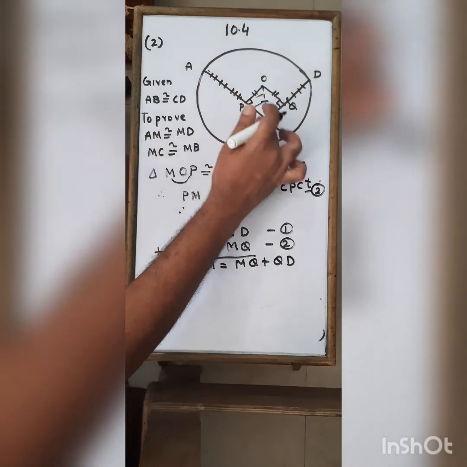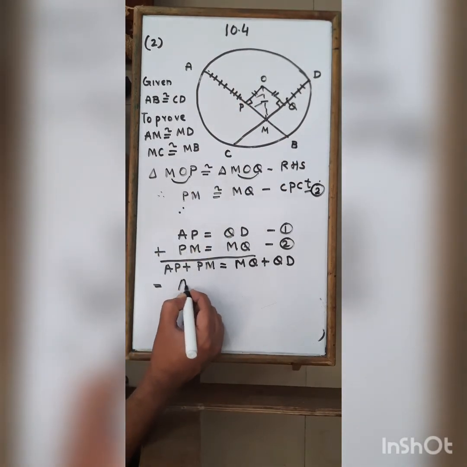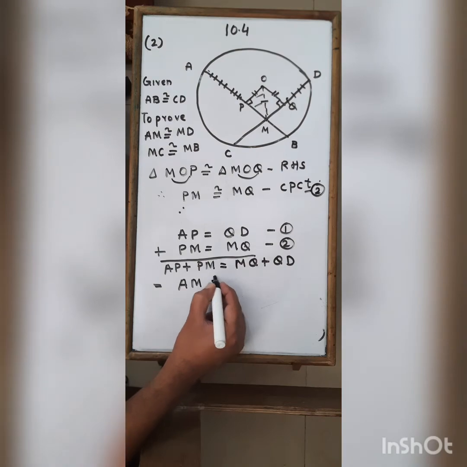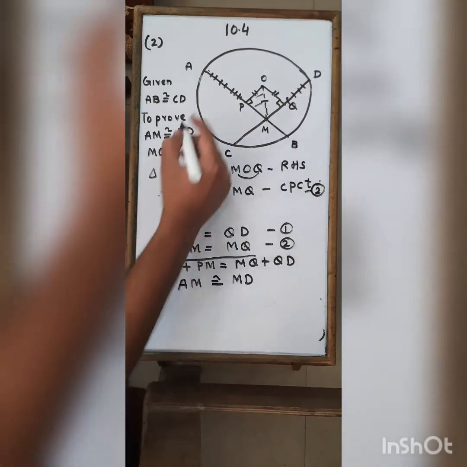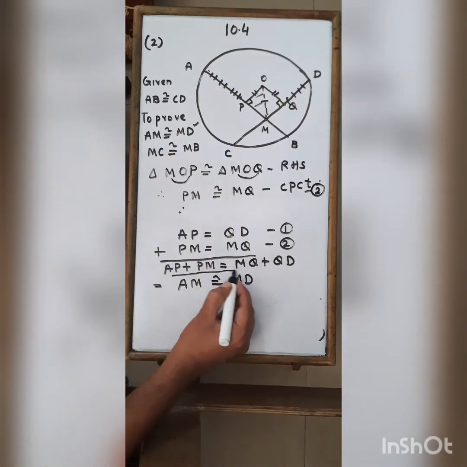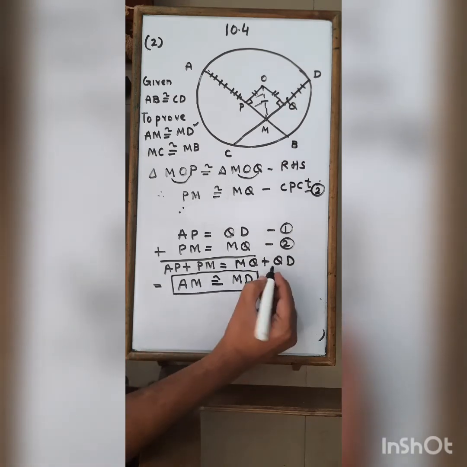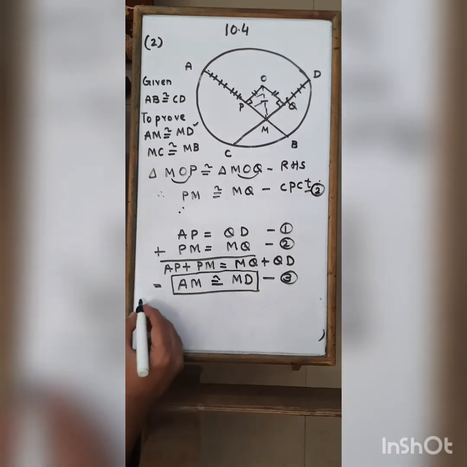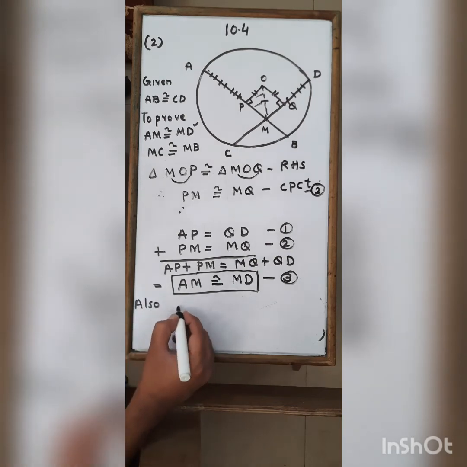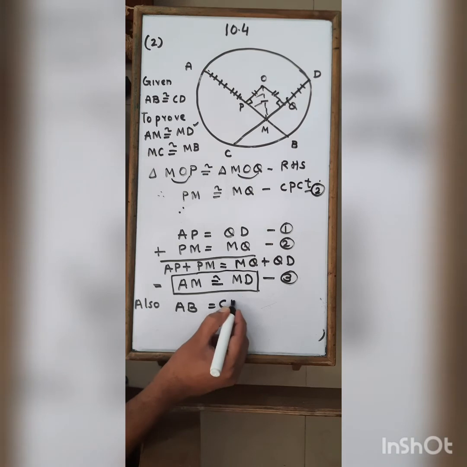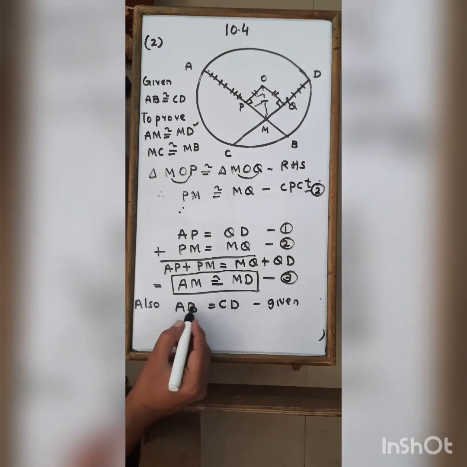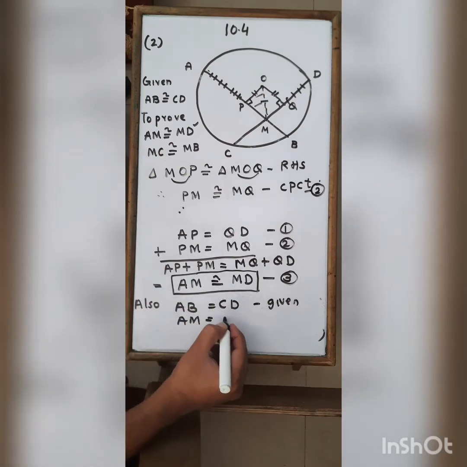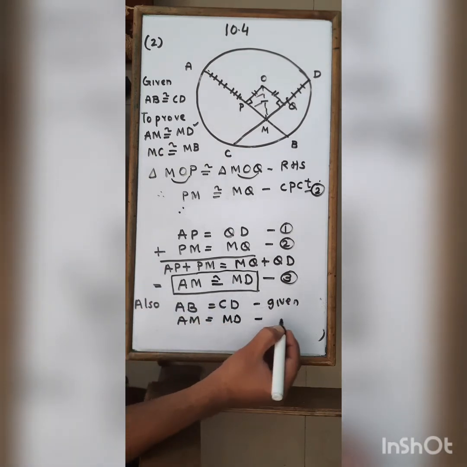Now what is AP plus PM? It is equal to AM, and this is congruent to MQ plus QD, which will be nothing but MD. So I get this first part, right? Also, can I say AB is equal to CD, given, and AM is equal to MD, I have proved it. Okay, so this is from 3.